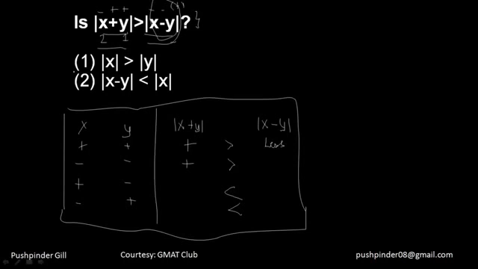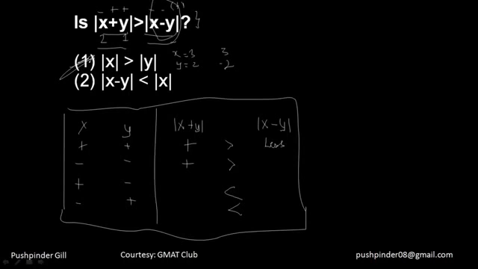Now statement number 1 says that modulus of x is greater than modulus of y. If modulus of x is greater than modulus of y, x can be equal to 3, y can be equal to 2, or x can be equal to 3, y can be equal to negative 2. Still this would hold true, but I'll get two different scenarios where I have this sign and I have this sign. That means statement 1 is not sufficient, isn't it? So now I can actually disprove very easily with numbers.